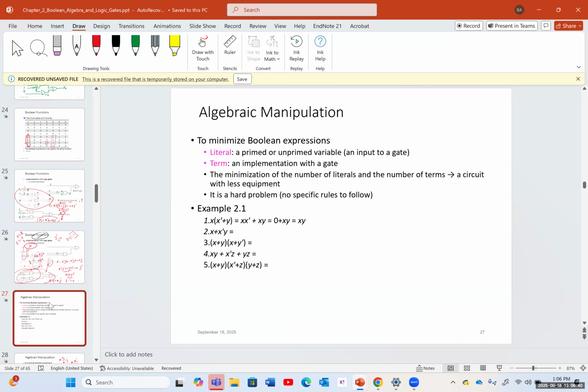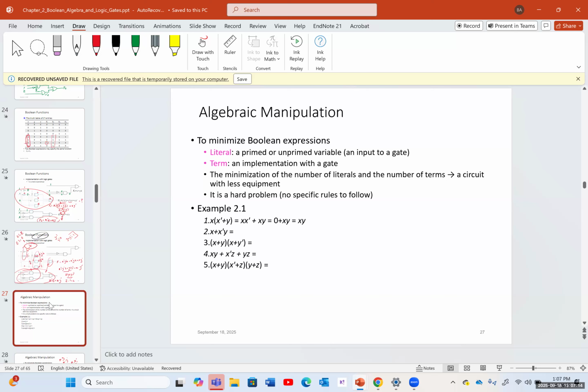Again, we have the literal. The literal is a primed or unprimed variable, an input to a gate, like X, Y, Z, A, B, C, I already mentioned. And we have a term, an implementation with a gate, the minimization of the number of literals and the number of terms. When we do that, the circuit will have less equipment. It's going to be simpler and more efficient.